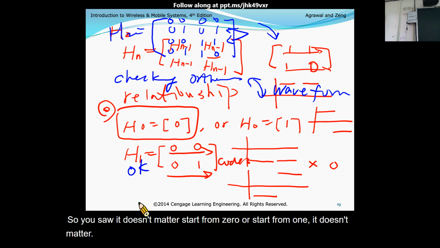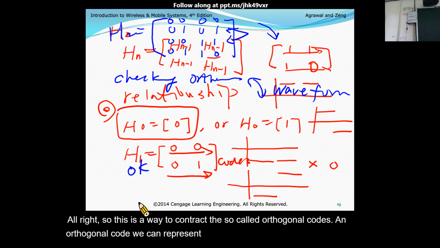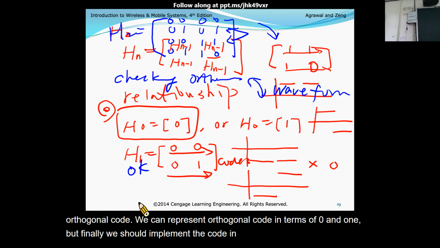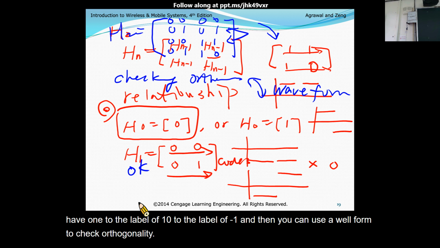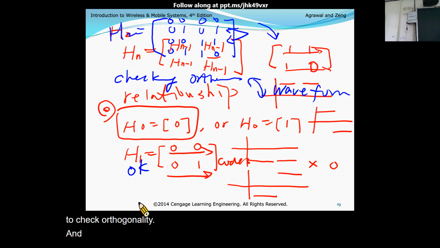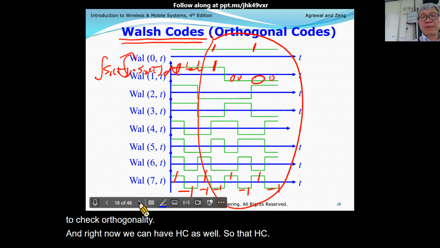All right, so this is a way to construct the so-called orthogonal codes. We can represent the orthogonal code in terms of 0 and 1, but finally, we should implement the code in terms of waveform. So you can map 1 to the level of 1, 0 to the level of -1, and then you can use a waveform to check orthogonality. And right now, we can have H3 as well. H3 can be this.